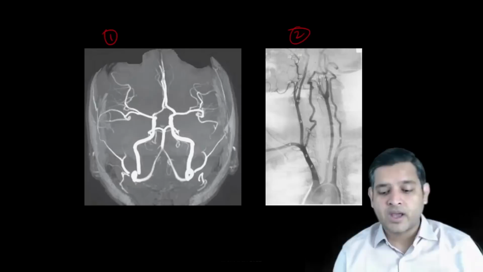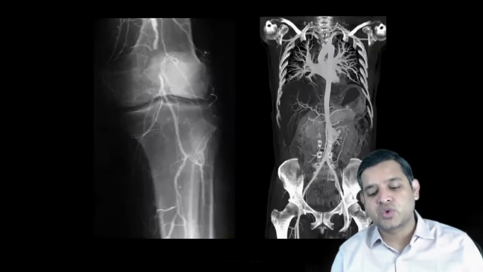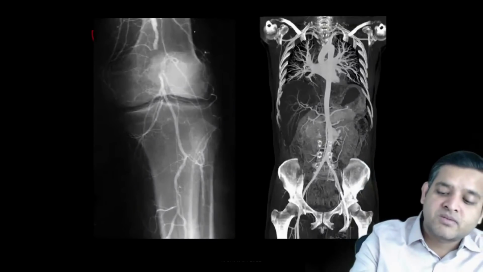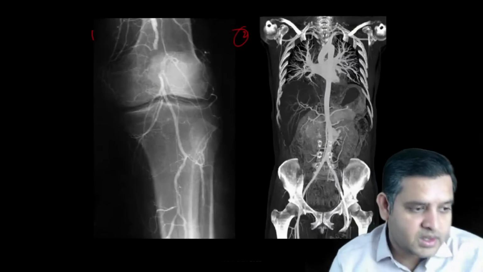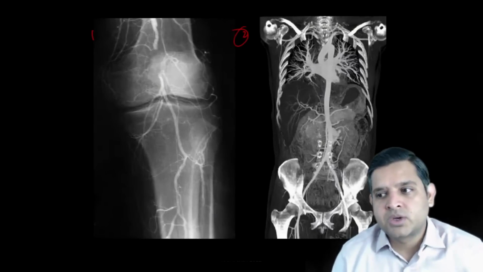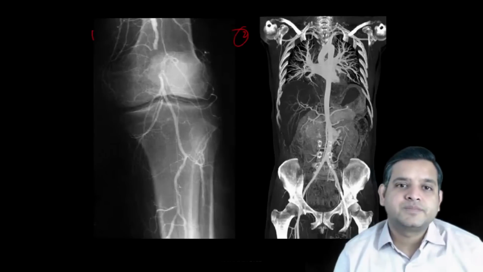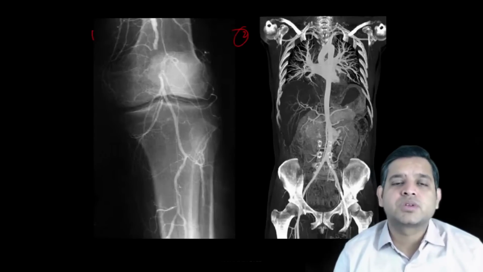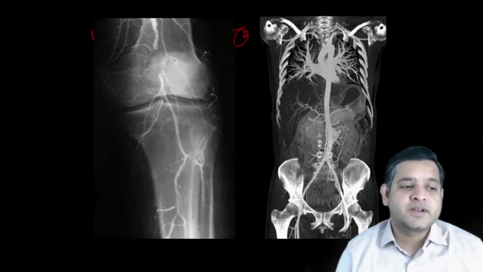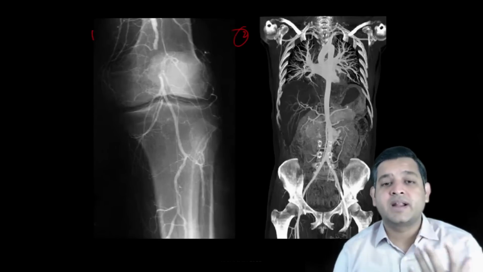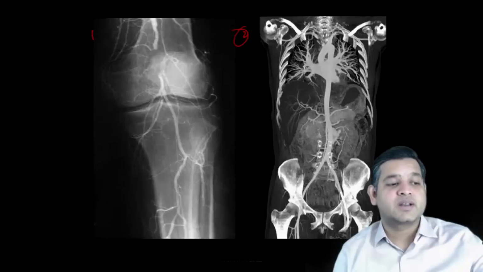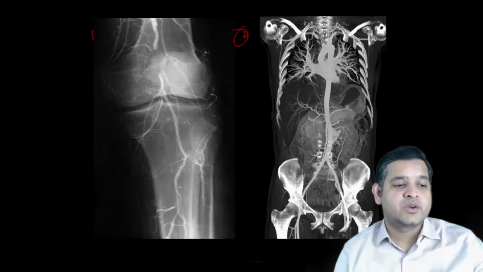Okay, angiography. Before I go to this image, I want to show you a different image. This is again image number 1 and this is image number 2. Anybody who can tell me which one is an angiography? If somebody asks me, I will say both are angiographies. But the difference is that image number 1 is a radiograph and image number 2 is a CT scan.